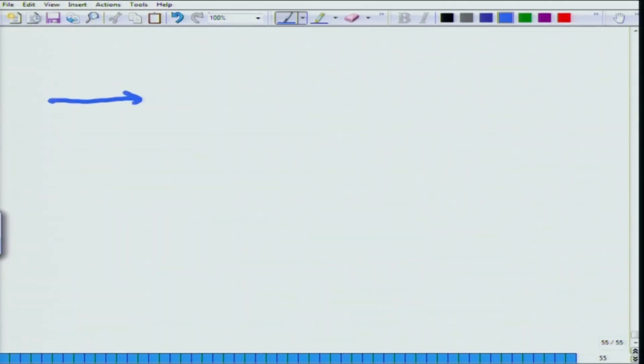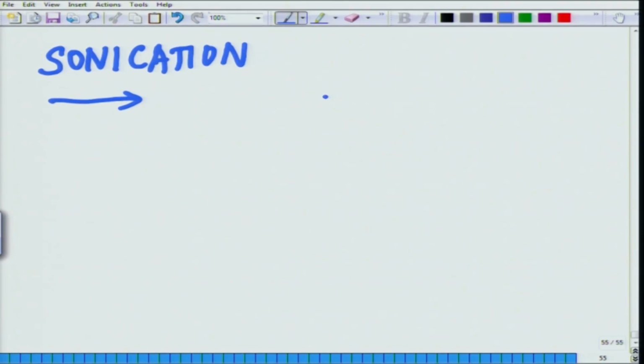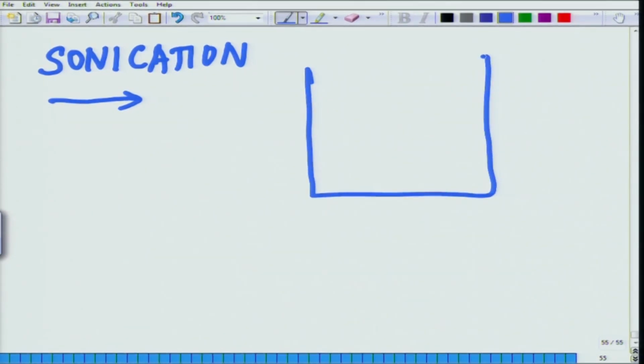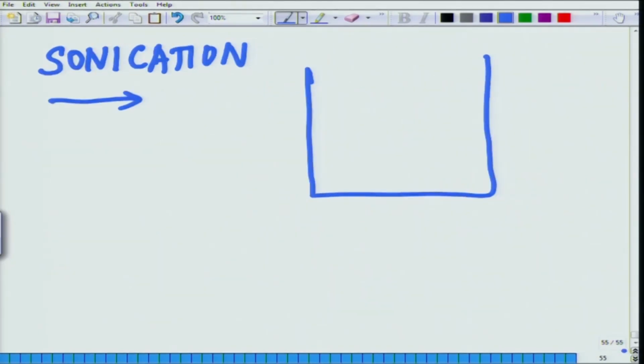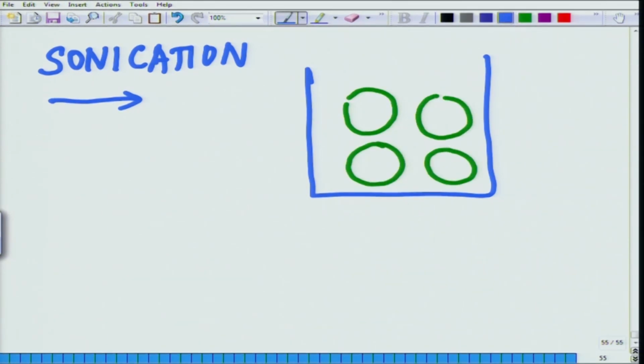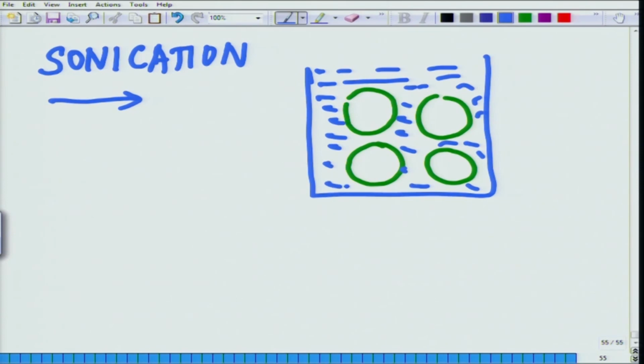Once you sonicate it, let us follow it up. Following sonication, you see it forms something like this. Let me just check what color code I used. Fine. Post sonication, you see these kinds of structures formed, and this is the water all over the place outside, and within that you see the trapped molecules of glycine, and there is some glycine present outside.